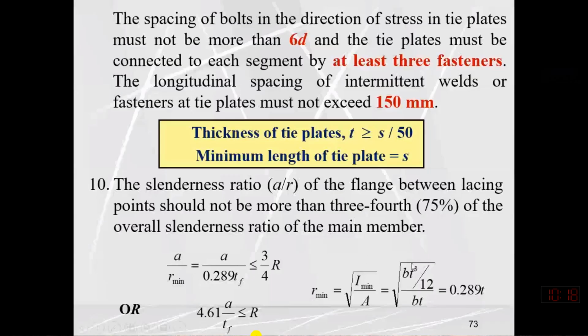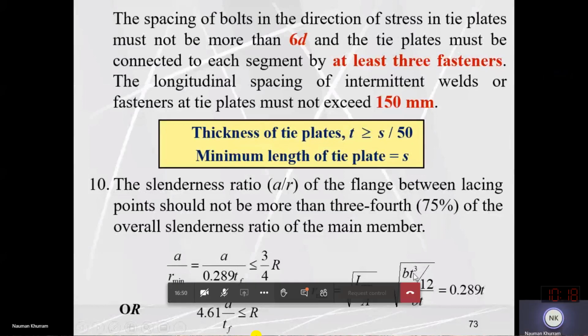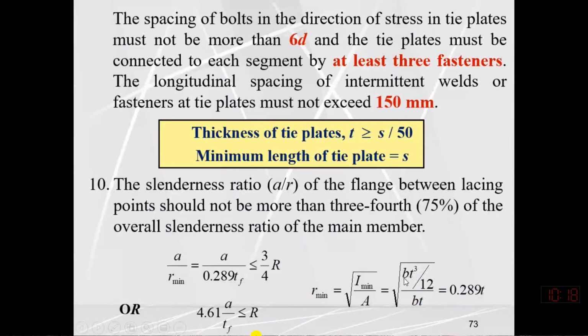So moment of inertia of the flange plate, you can say that this is the BF value, width of the flange, and this is the TF value, thickness of the flange. Or simply you can write as BT cube divided by 12. Area of the flange plate will be B into T. One B will be cancelled with the other B, and one T will be cancelled with the cube, and that will become square.